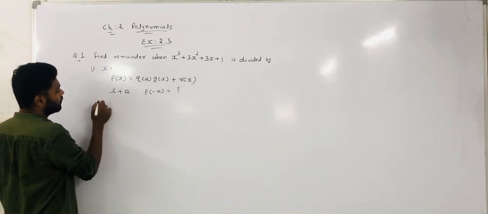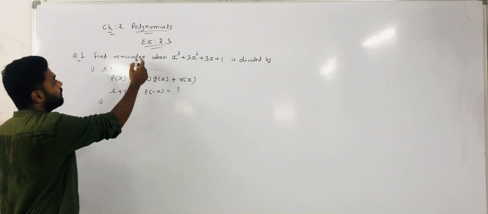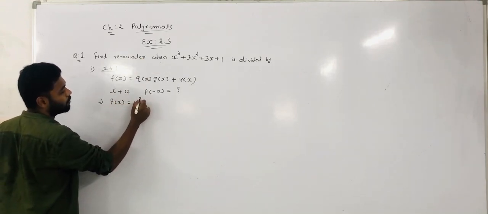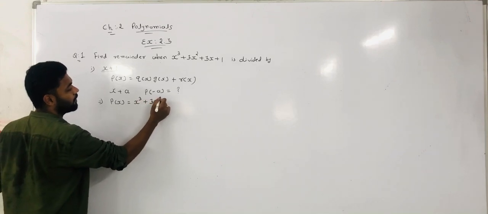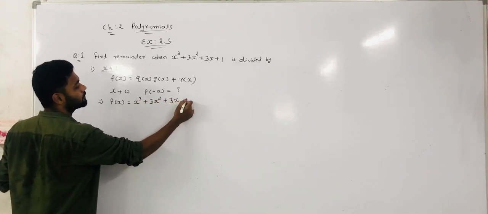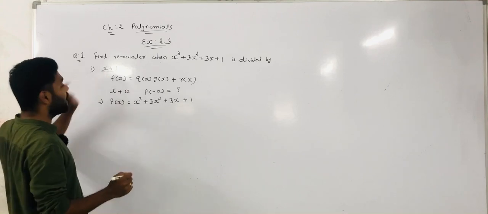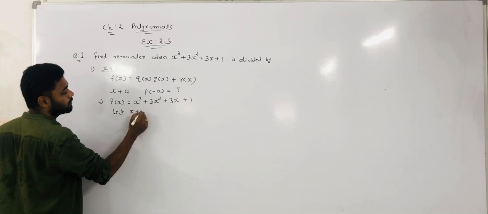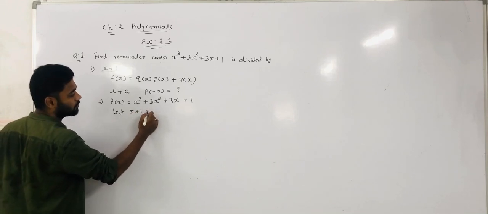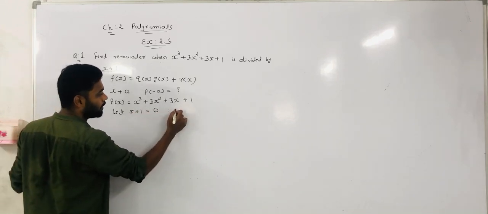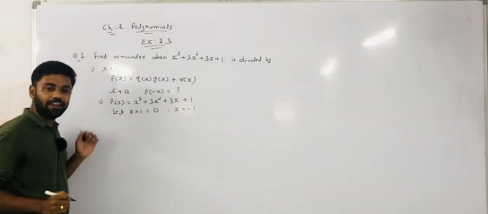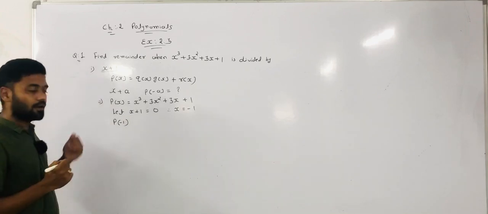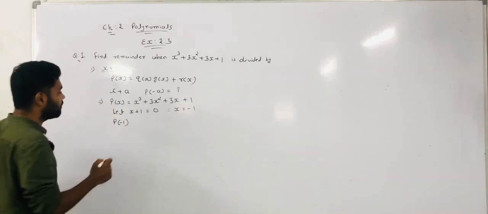So now the first question, when p of x equal to x cube plus 3x square plus 3x plus 1 is divided by x plus 1. So let x plus 1 be a factor. Compare it with 0, so you will get x equal to minus 1. Now find p of minus 1, the value of polynomial p of x at minus 1.